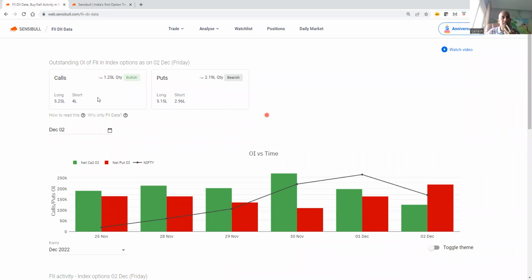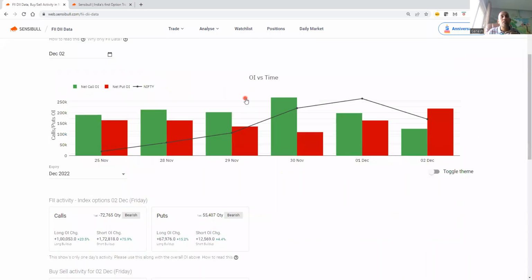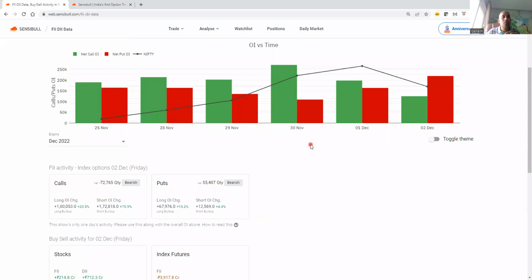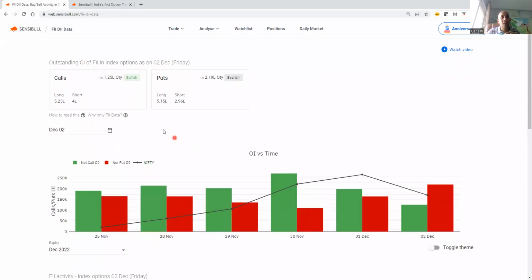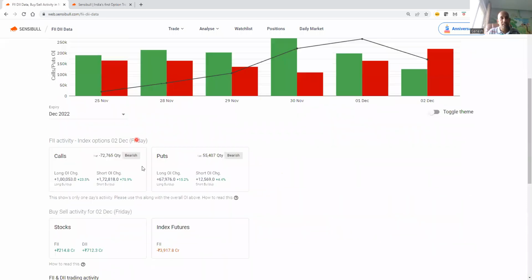So my point here is we'll have to see this is a higher probability. First one, outstanding open interest of FII index options is a higher probability, which means call side still slightly bullish and puts wise bearish. So overall, say neutral to bearish, it appears. Point number one. Point number two, if you come down, about FII activity or index options, this is FII activity, outstanding open interest in index options.